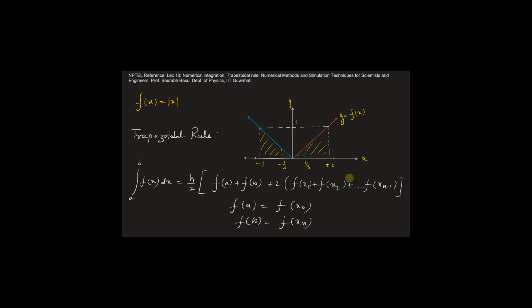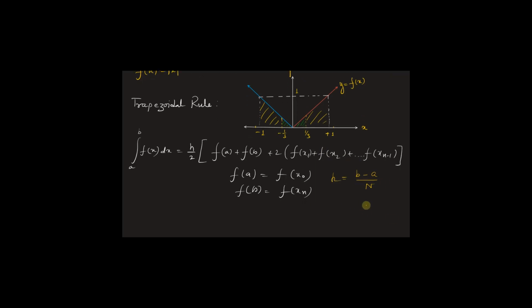Now here h is defined as b minus a divided by n, that is the number of intervals. So for this problem, the value of h will be equal to 1 minus -1 divided by 3, because there are 3 subintervals, so this will be equal to 2 by 3. So for this problem h is equal to 2 by 3.